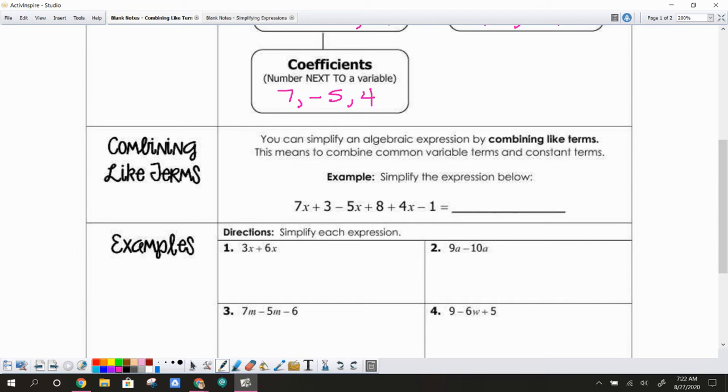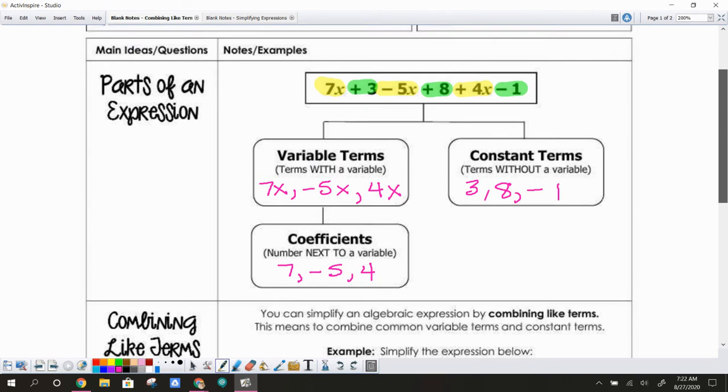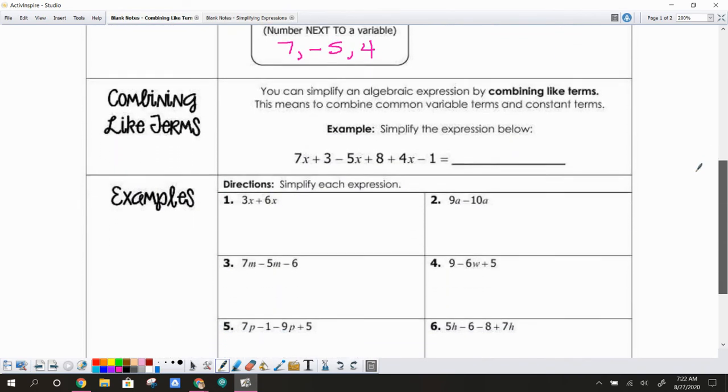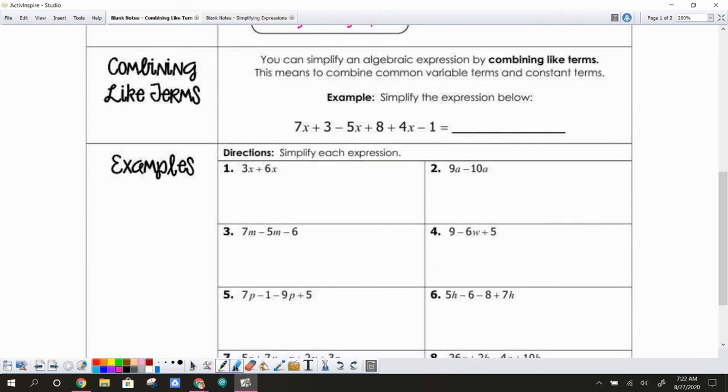Okay, so for our example here, it's the same one from above. We've already classified them, and I think it helps personally to highlight like I did here, just to make sure that you have the numbers correct. You do not have to do that. That is a strategy that helps me keep everything organized, so I am going to continue that strategy. So I have my constants in green, and I have my variable terms in yellow. So now I can go ahead and combine my like terms.